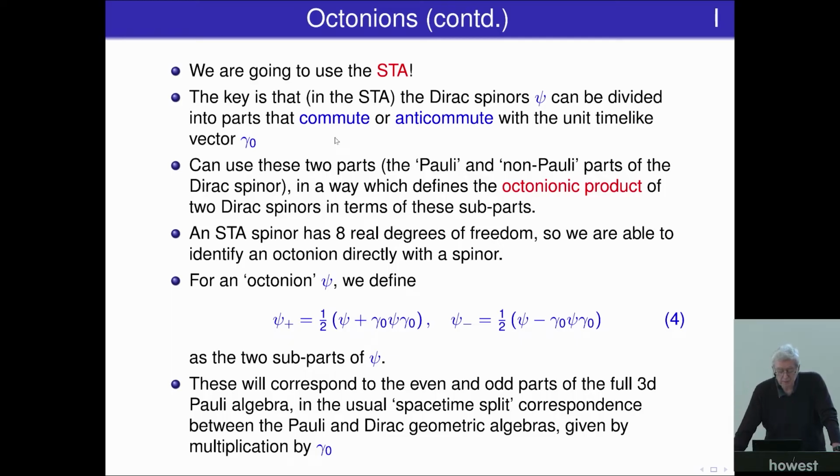And so what we're going to do is, for a general psi, we're going to define the even part, psi plus, as a half psi plus gamma naught psi gamma naught, and the odd part is a half psi minus gamma naught psi gamma naught. And these correspond to the even and odd parts of the full Pauli algebra.